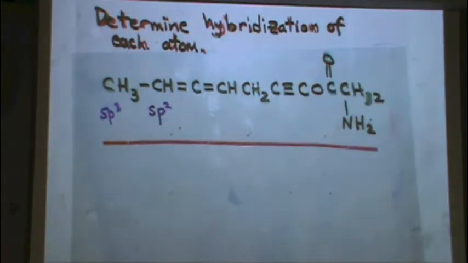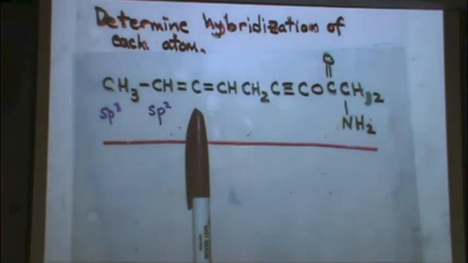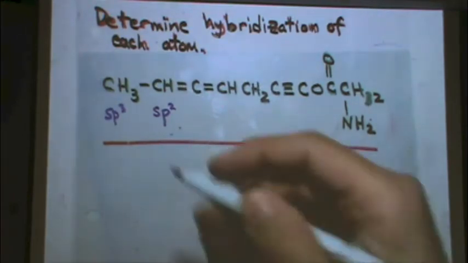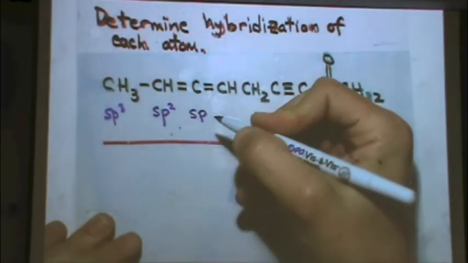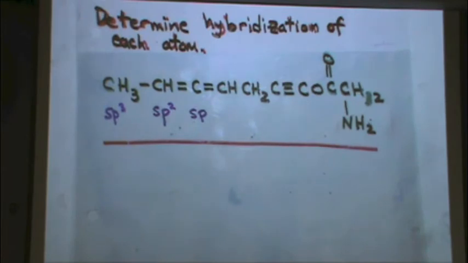Next carbon. How many groups? 2 groups. A double bond to the left, double bond to the right. We call that sp. 2 groups. It's linear. The sp2 is trigonal planar. sp3 is tetrahedral. All based on the number of groups.